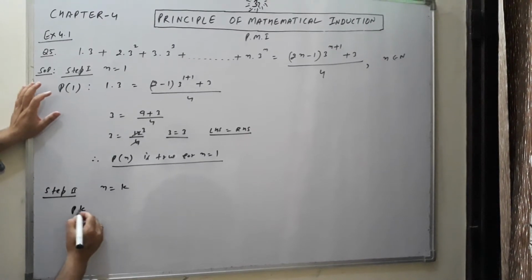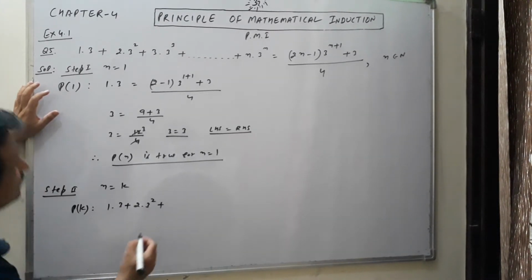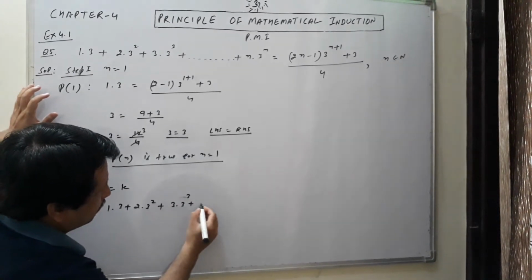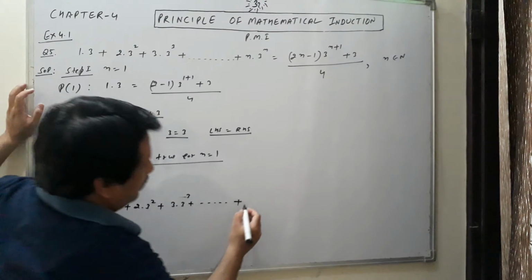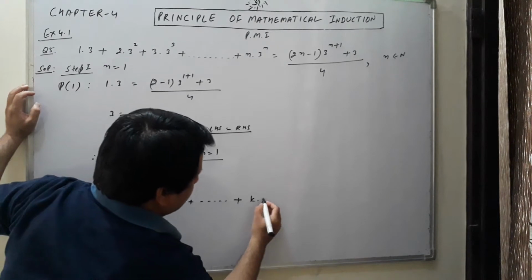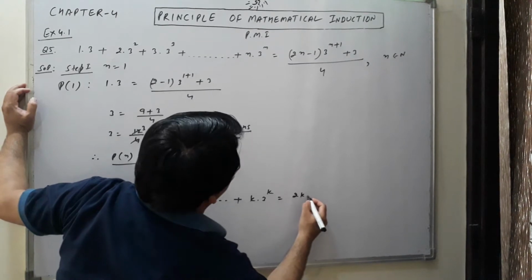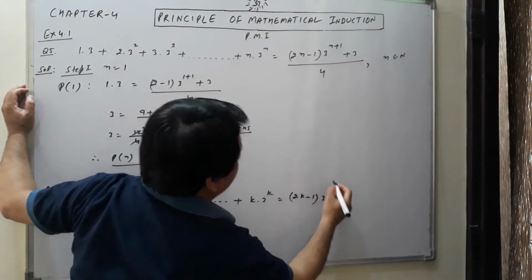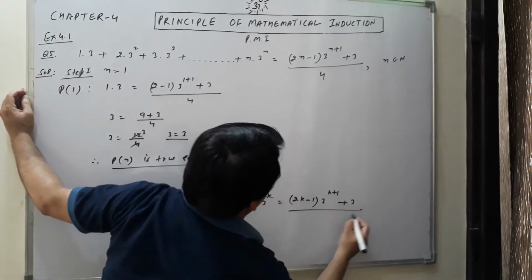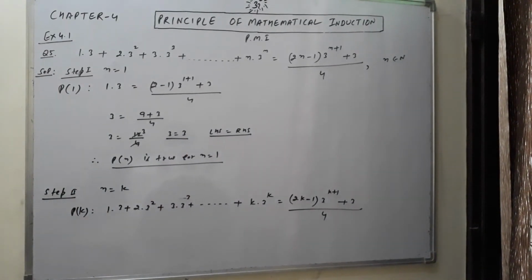P of k such that 1 into 3 plus 2 into 3 its square plus 3 into 3 its cube plus up to k. Now at the place of n we will write k now, k into 3 its power is k, that is equal to (2k minus 1) into 3 its power is k plus 1, plus 3 upon 4. This is our step number 2 then, students.